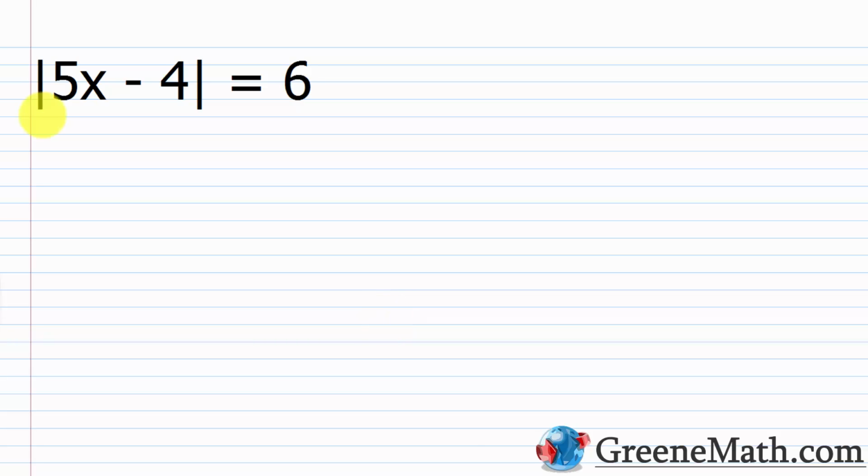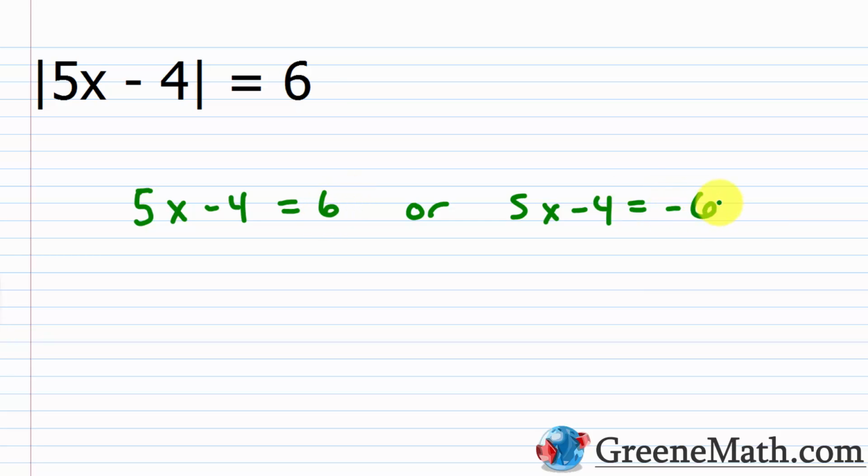So we have the absolute value of 5x minus 4 is equal to 6. So again, we're following the same thought process. We're going to take this expression inside the absolute value bars, so 5x minus 4, we're going to set it equal to 6. Then we're going to have or, we're going to have 5x minus 4 is equal to the negative of 6. Okay. So what I want to do, I want to solve each one of these.